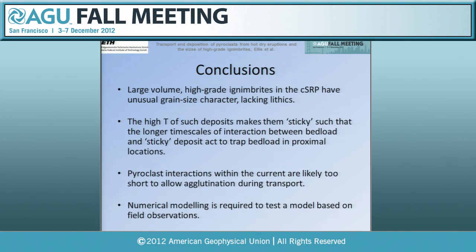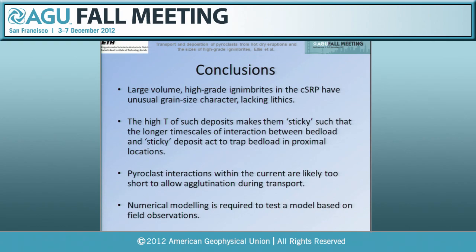The question was, when I use the term syn-depositional welding, what time scales am I invoking there? What we can say is that we can show that the current passing over the top of the deposit is having a structural effect on the deposit. So essentially the question is, how long did the eruption last for? And those things I can't get a handle on.